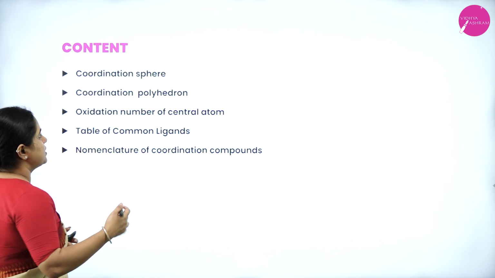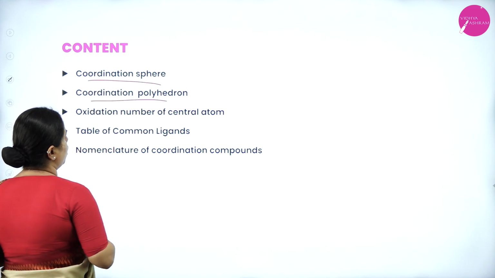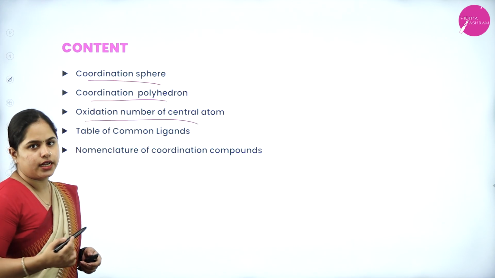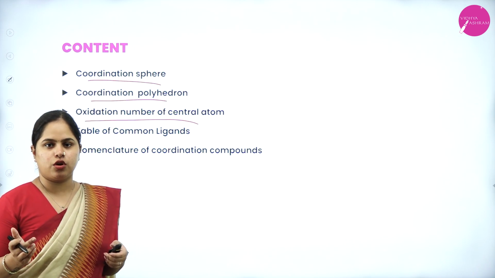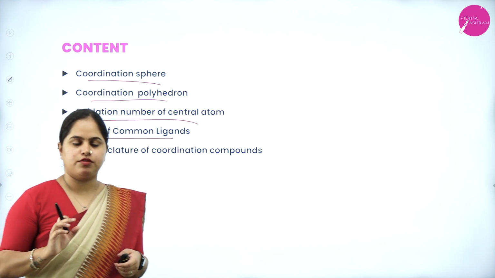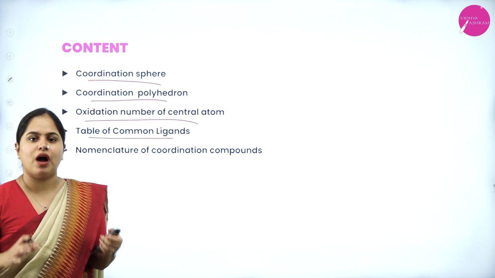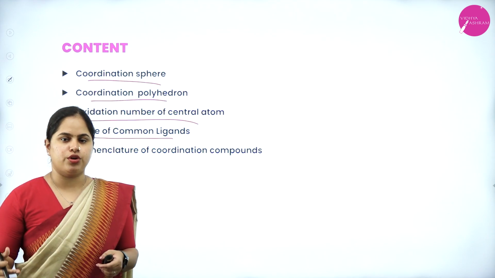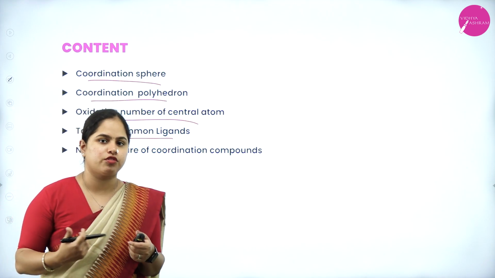So in this session, that is the continuation of the other terms. What is coordination sphere? What is coordination polyhedron? We are going to discuss. After that, an important topic, that is oxidation number of central atom. So how to calculate the oxidation number of a central atom in different coordination compounds we are going to see. And then the table of common ligands. So there is a whole table that you have to learn. Right? Not all the ligands are necessary, but it is important to have an idea about each of the ligands and whether they are anionic, cationic or neutral, whether it is unidentate or monodentate, or it is bidentate, or it is polydentate, all of that we have to study.